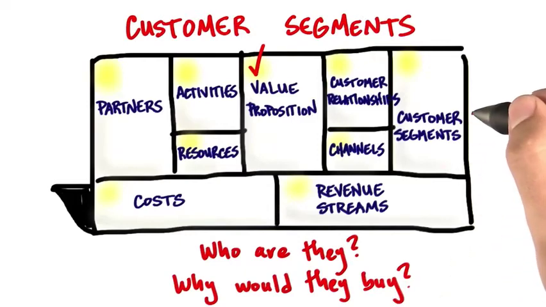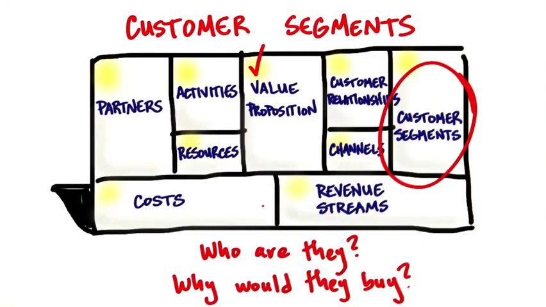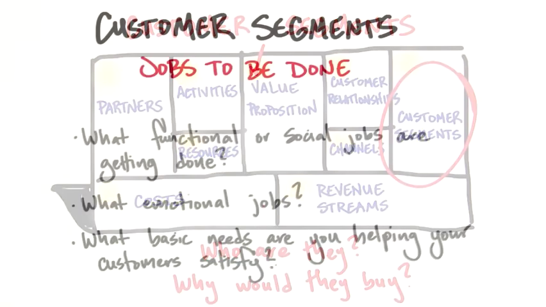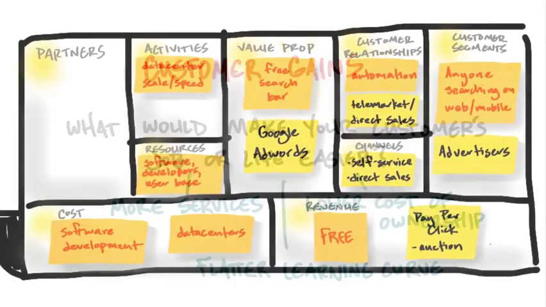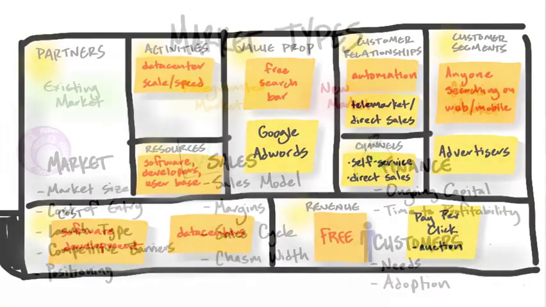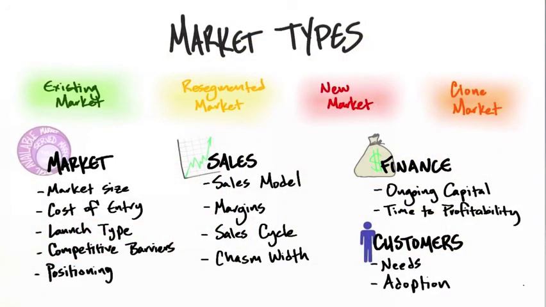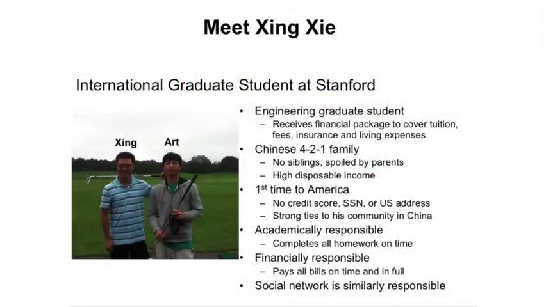So we covered a lot of material in the customer segment part of the business model canvas. We talked about the jobs to be done, we talked about pains, we talked about gains, we talked about multi-sided markets, and we closed with market type. Let me give you an example of a couple of startups who actually went and tried to define their customer segments. So here was one that the startup was actually trying to understand how to find foreign students at universities.